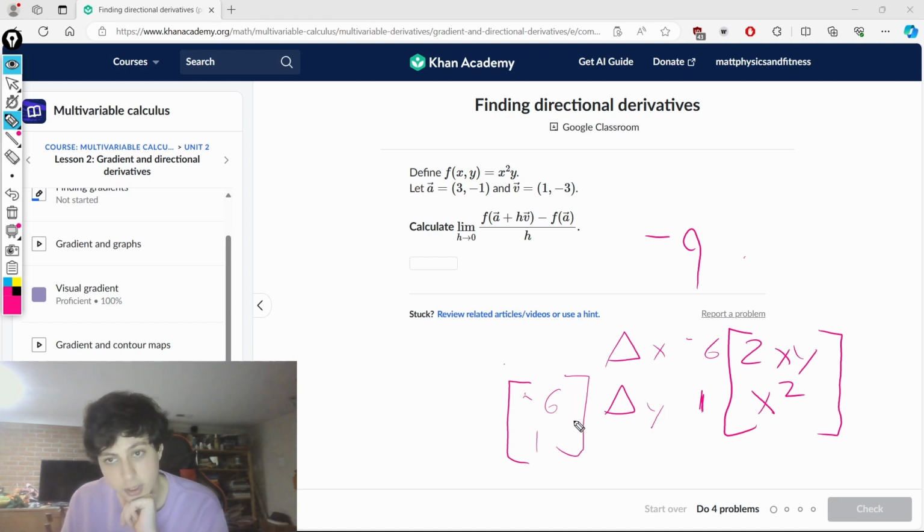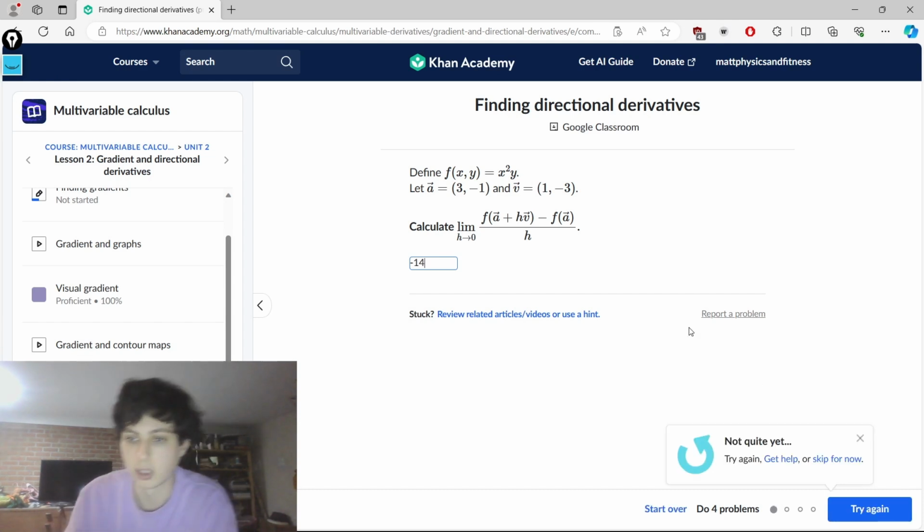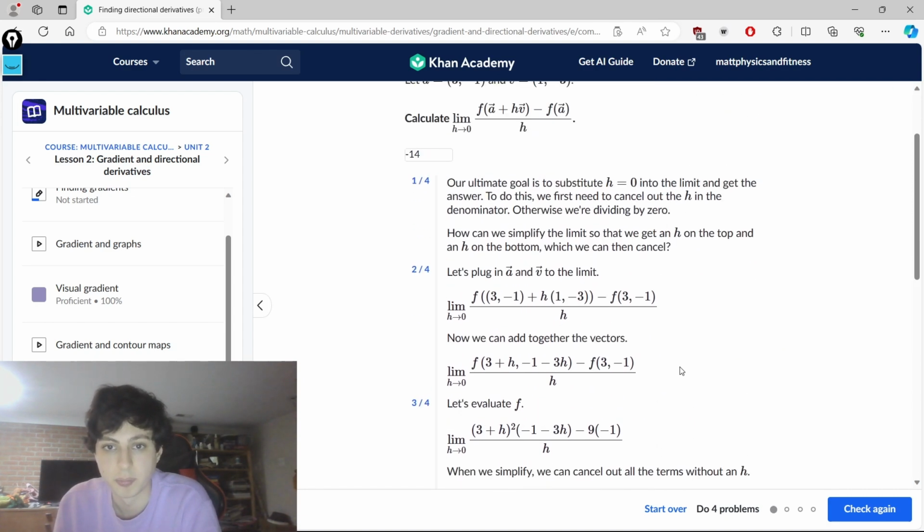Now I'll admit, this is where I don't know what to do. We're just going to add all the numbers together, get the wrong answer, and then see what happens. Negative 5. I mean, I want to say negative 14 if I'm just adding them all together, but I can't imagine that's the right idea. Oh my god, get help. Let's see, how do we do this?